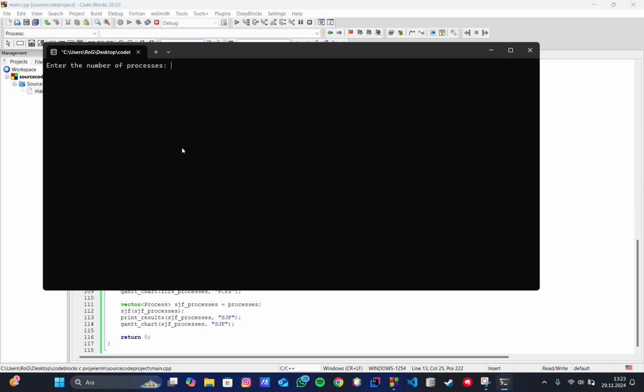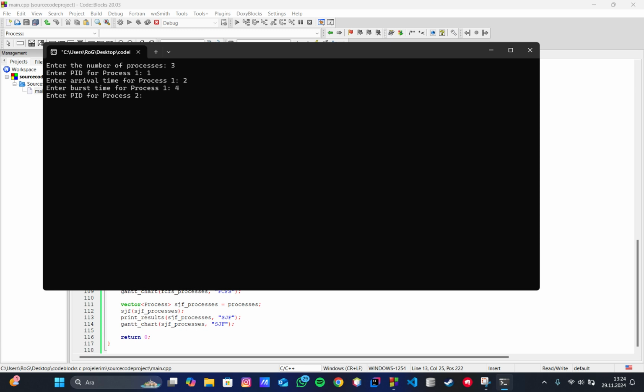So enter the number of processes. Let's say there are three processes. Enter process ID for process one. Let's say it's one. Enter arrival time for process one. Let's say it's two. Enter burst time for process one. Let's say it's four. And then there is process two. So PID, which means process ID, arrival time and burst time is asked for every process.